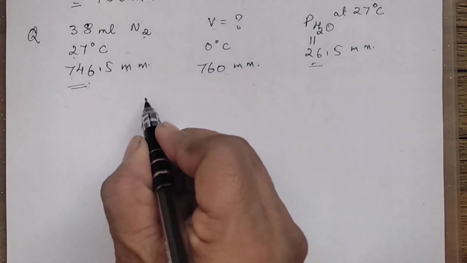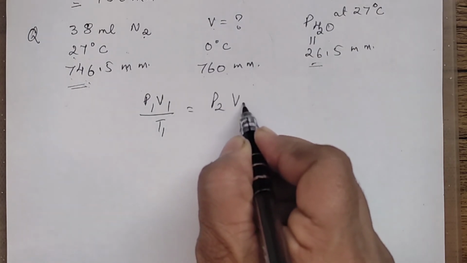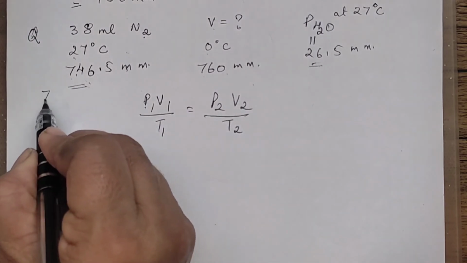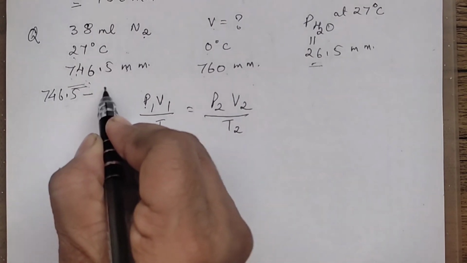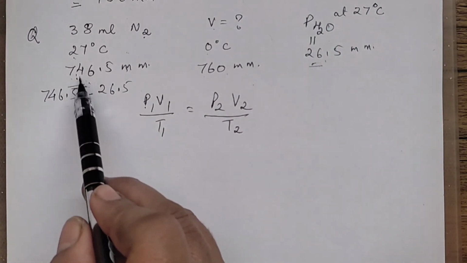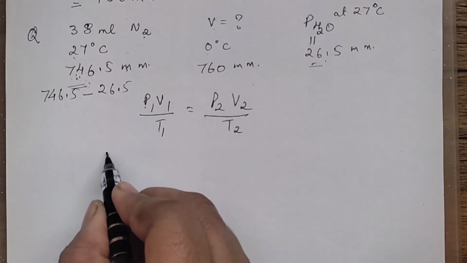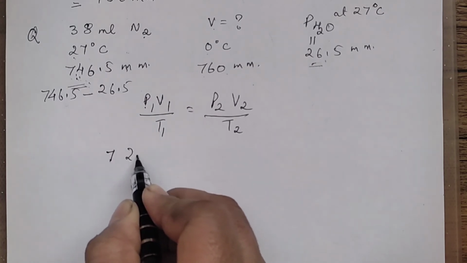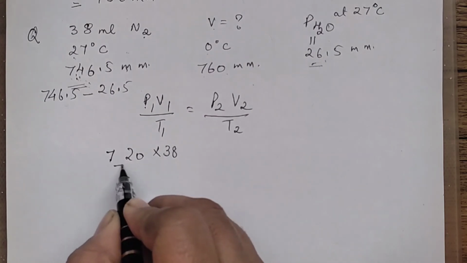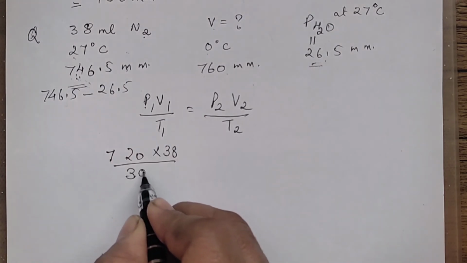So you have to use here the equation of state, P1 V1 by T1 is equal to P2 V2 by T2. Okay, what is our P1? This 746.5, you will have to subtract 26.5, because this is the pressure of water which is included in the pressure of the moist gas. You will have to subtract it from here. So when you subtract it, you will get 720, right? What is the volume? 38, divided by what is the temperature here given? 27. You will add 273, convert into Kelvin.